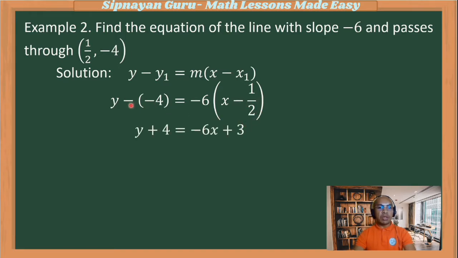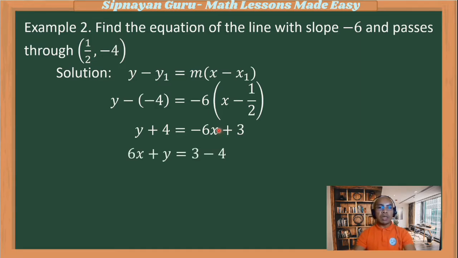For the simplification, negative times negative, so that would be positive 4. By distributive property, negative 6 times x is negative 6x. Negative 6 times negative 1/2, so cancel the common factor. The common factor is 2, so this would be 3. So negative 3 times negative 1, so that would be positive 3.